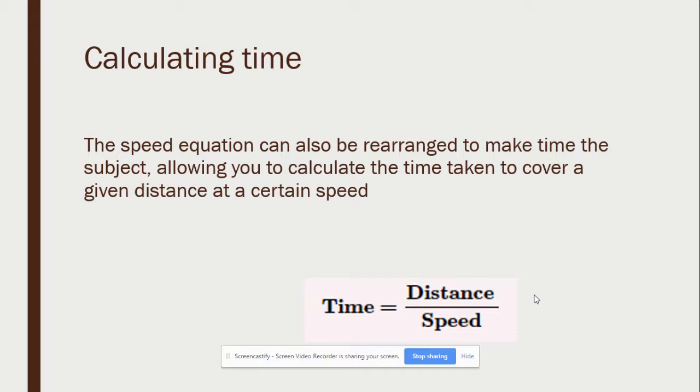Calculating time, the speed equation can also be rearranged to make time the subject, allowing you to calculate the time taken to cover a given distance at a certain speed. So there you've got time is equal to your distance divided by your speed. So write that one down because you may need it as well.